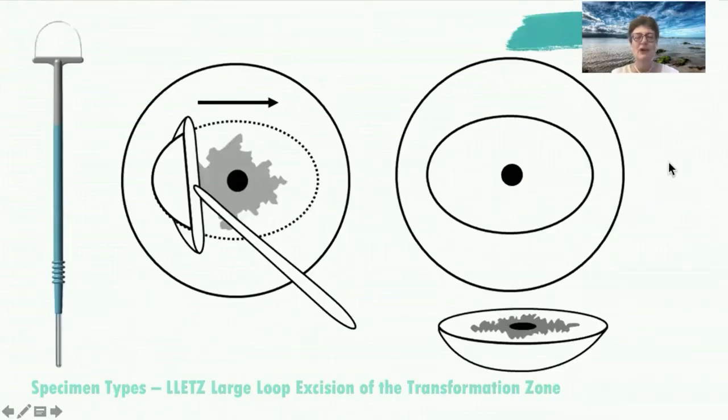In this diagram, we can understand how a LLETZ is performed. On the left-hand side here, we have the instrument doing it. It's an electrified wire, and it's used to take this saucer-shaped excision of the transformation zone. Sometimes people performing LLETZ will in fact do it in two halves, a top half and then the bottom half. And sometimes after they've completed it, they will go on and do what's called a top hat, which is a further re-excision of the deep endocervical canal.